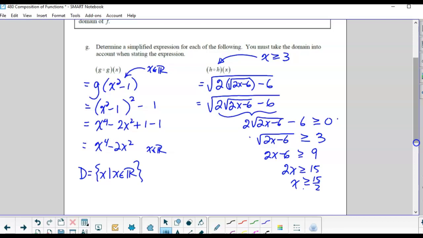So where does that overlap? We've got x greater than or equal to 3, and then x greater than or equal to 15 over 2. So the overlap is this. So your domain is x greater than or equal to 15 over 2.